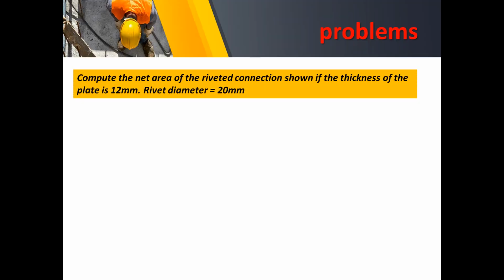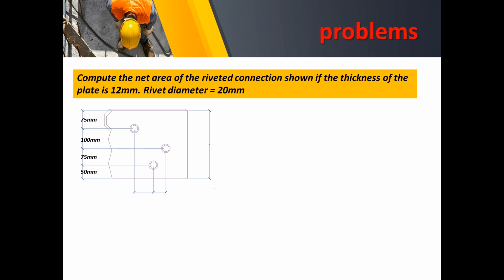Okay. So next problem, compute the net area of the riveted connection shown if the thickness of the plate is 12 millimeters. In here, the rivet diameter is equal to 20 millimeters. So here is the view given the dimensions. Of course, obviously there will be staggered distances because we have an unsymmetrical arrangement of the bolts.